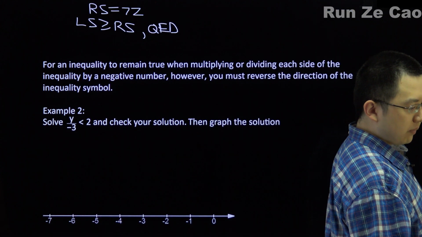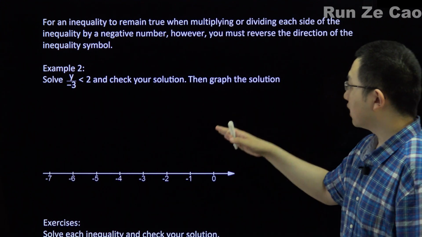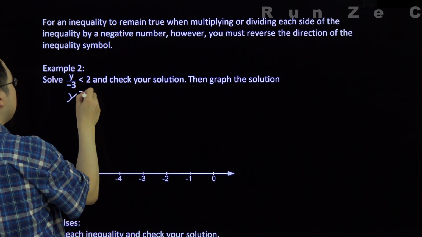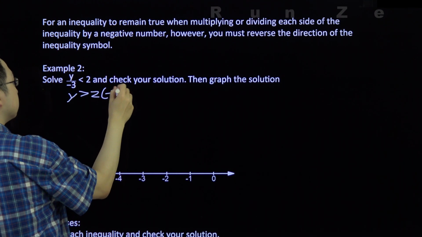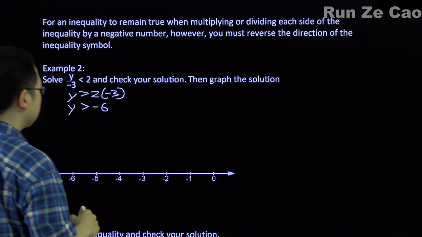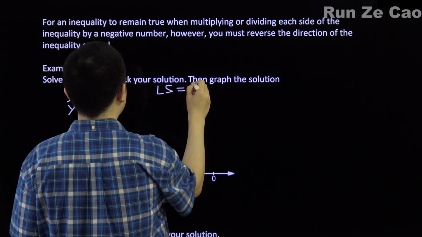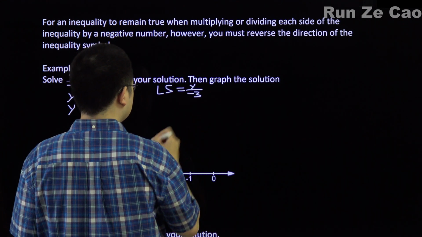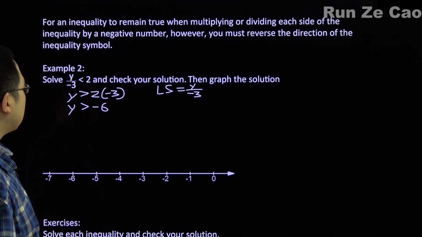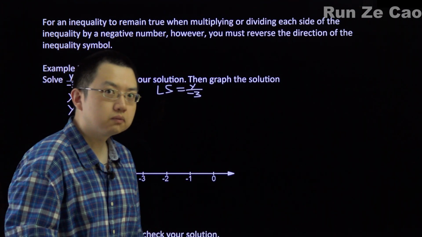For an inequality to remain true when you multiply or divide by a negative, you have to change the direction of the inequality symbol, such as with this example. Y is going to be greater than 2 times negative 3. It's greater than negative 6. Okay, let's check this. How does it work? Left side is equal to y over negative 3, and y is a number that is bigger than negative 6.